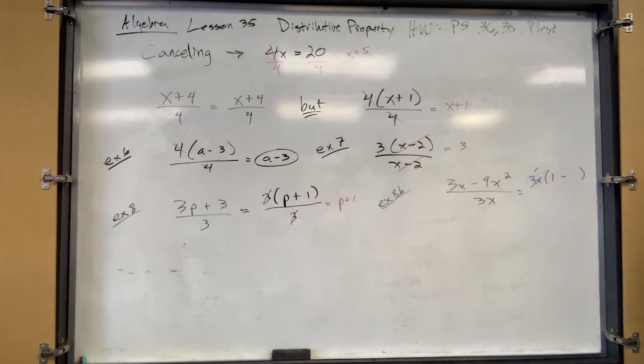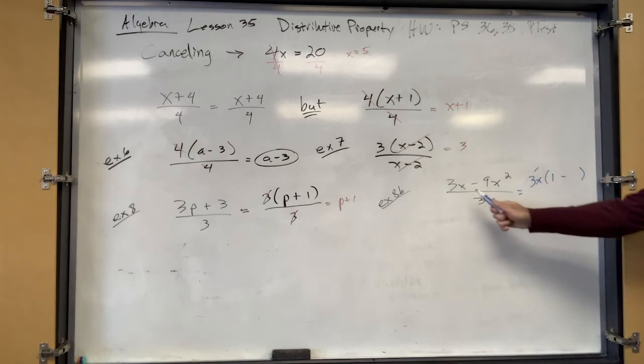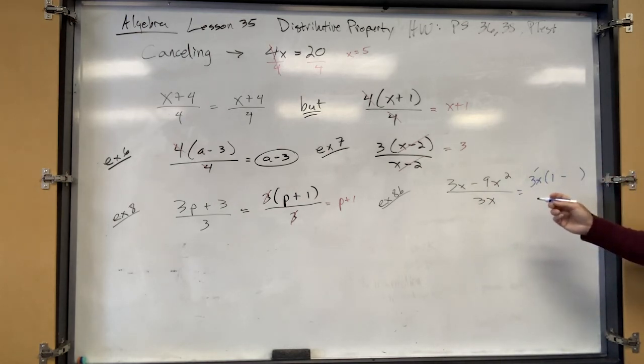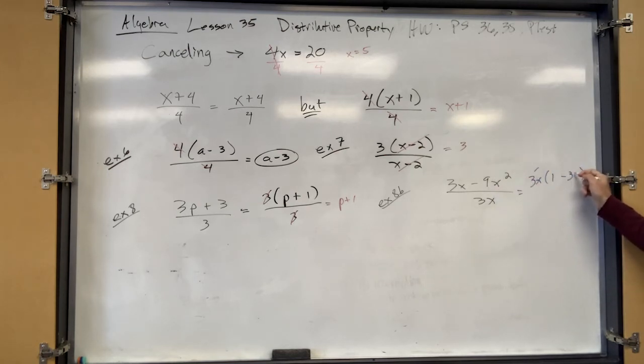Don't forget that 1. Remember, when you divide a 3x out of that first term, it's just 1. Minus, well, it's the 3, but x is right, 3x, all over 3x. What cancels? The 3x. Can you cancel that 3x? Nope. So you're just left with this. That's your answer, 1 minus 3x.